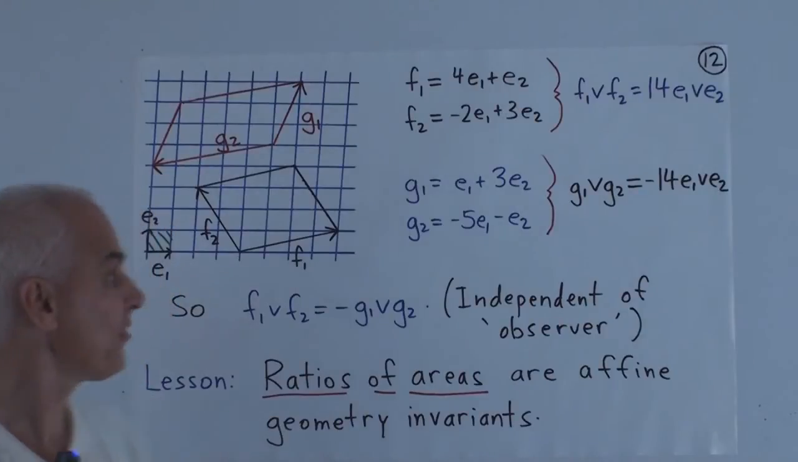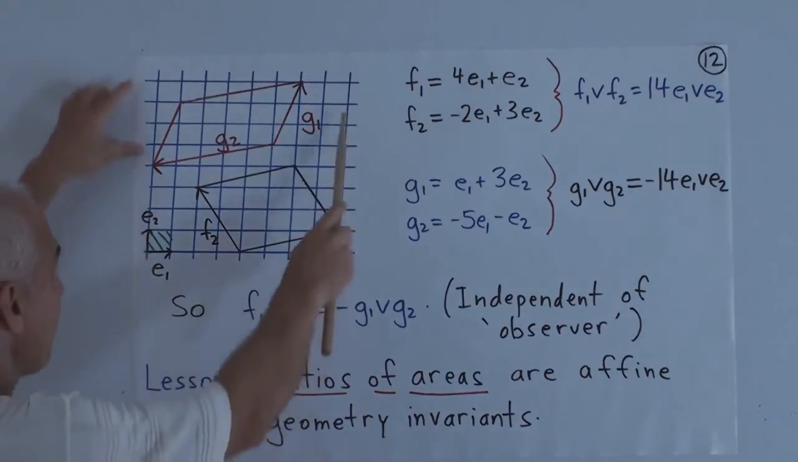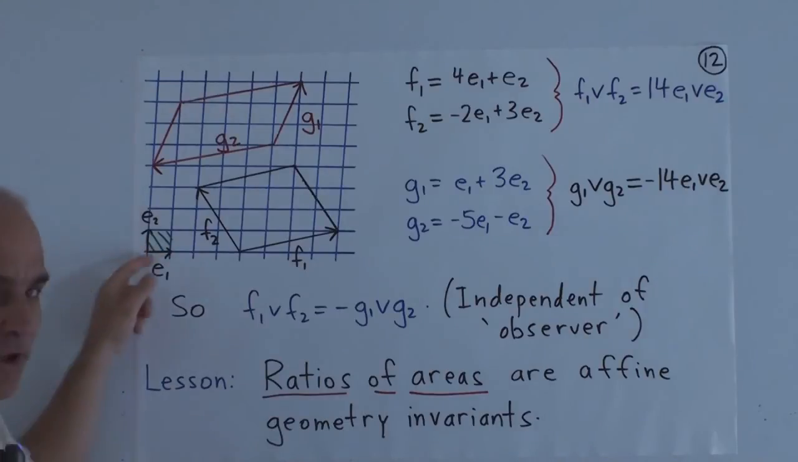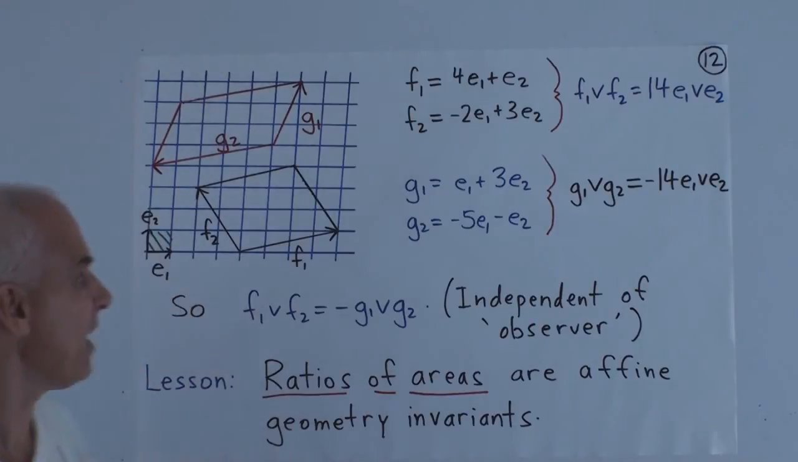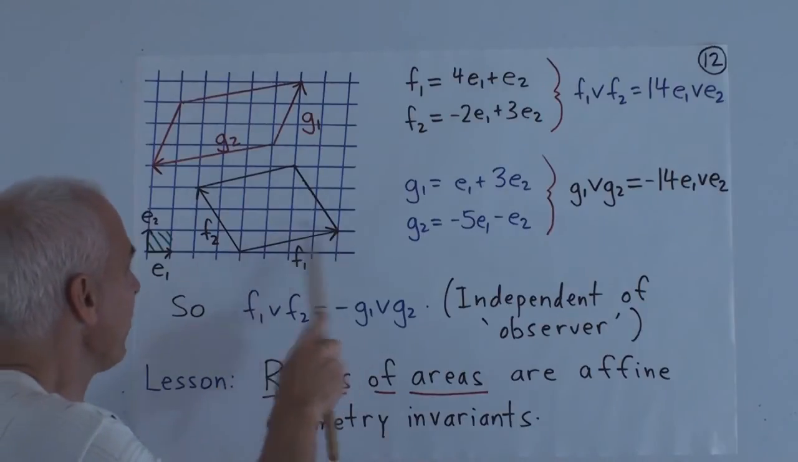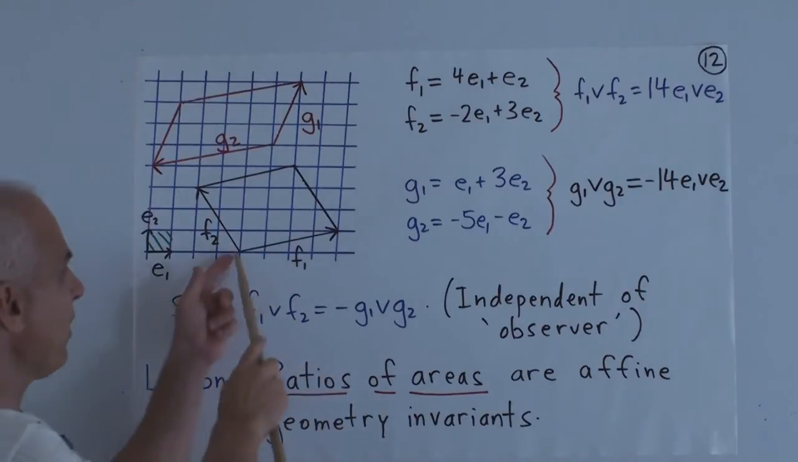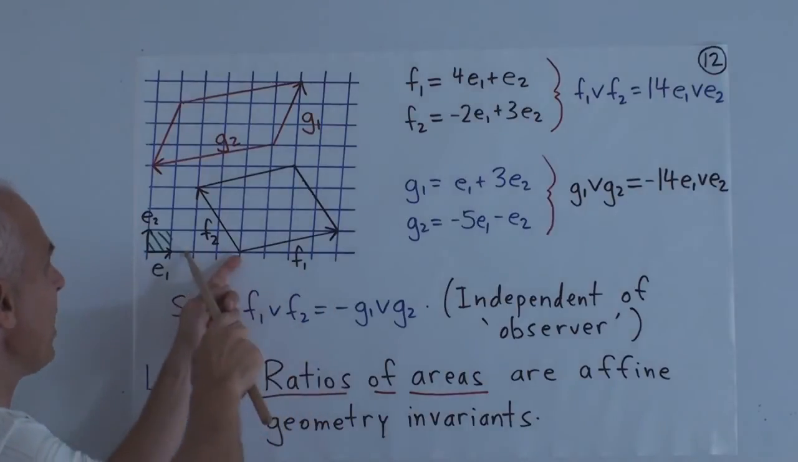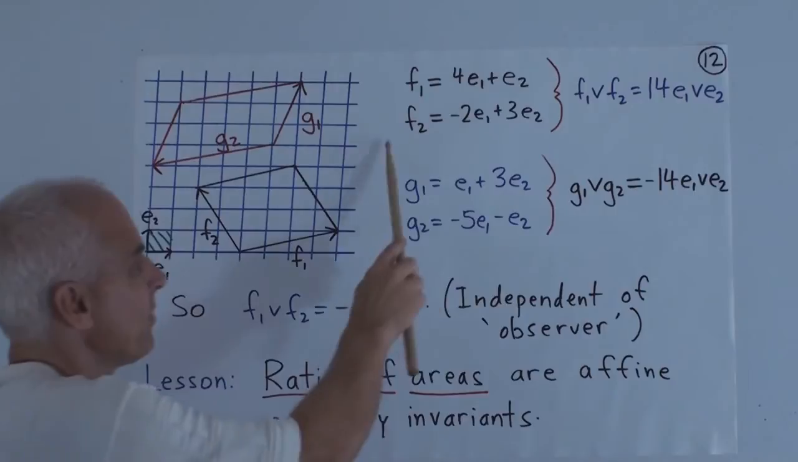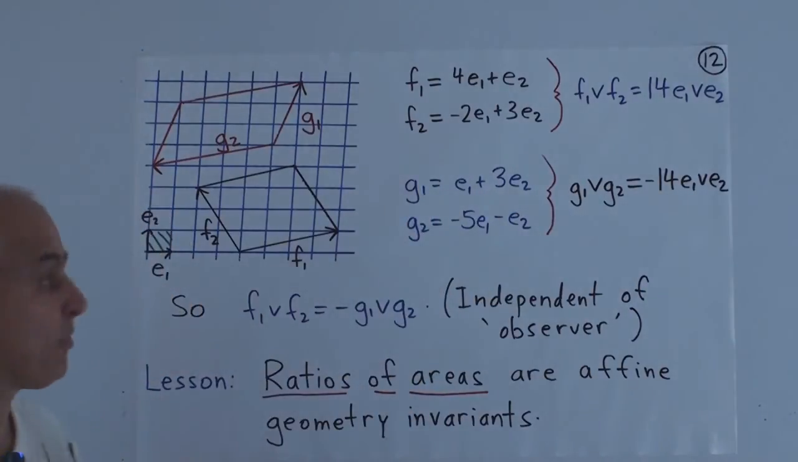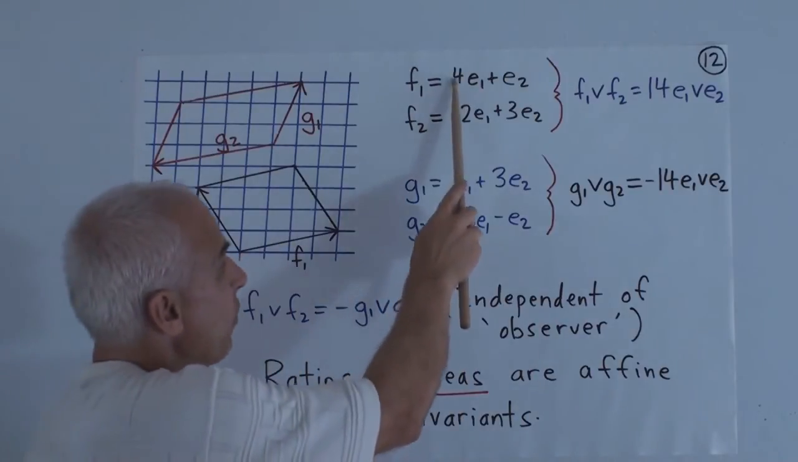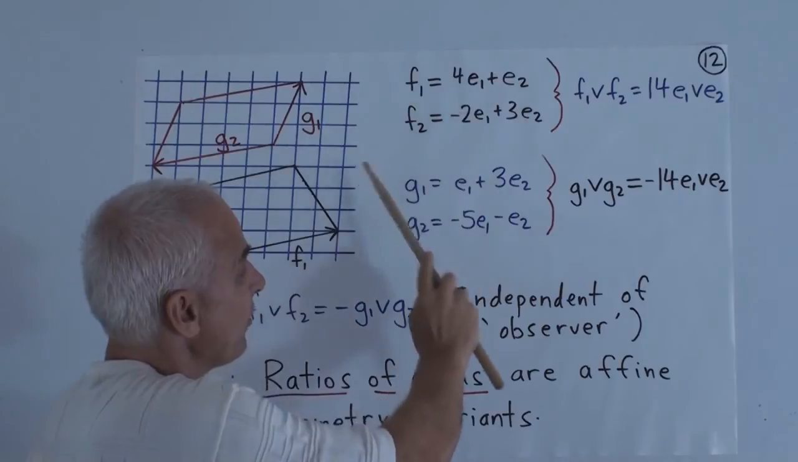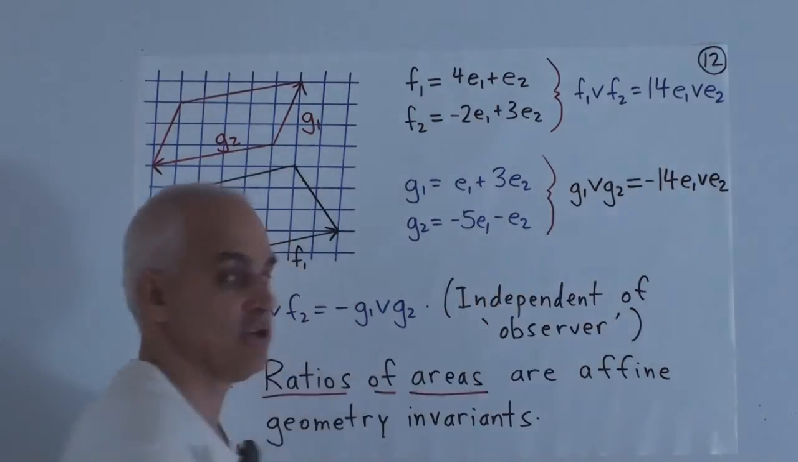So here we have two more examples. We have a basic framework represented by e1, e2. They're going this direction this time. There's our basic parallelogram formed by our basic basis vectors. And now we have this parallelogram formed by a vector F1 and F2. And F1 is 4 e1 plus e2, and F2 is minus 2 e1 plus 3 e2. And from this, we can compute that the bivector F1 wedge F2 is 4 times 3 minus 1 times minus 2. That's 14 e1 wedge e2.